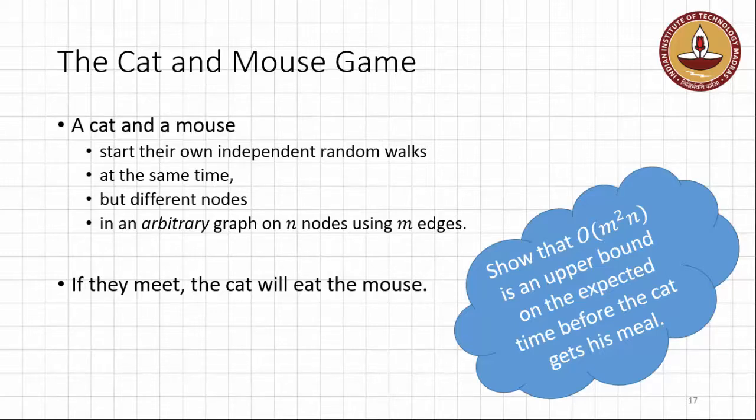When the cat and the mouse meet, that is, while they're doing the random walks, if they both come to the same vertex, then the cat will eat the mouse. So the question we are interested in, we're going to pose it in the following way. We want to show that O of m squared n is an upper bound on the expected time before the cat gets his meal. Basically, the time the cat will reach a vertex where the mouse will also be present.